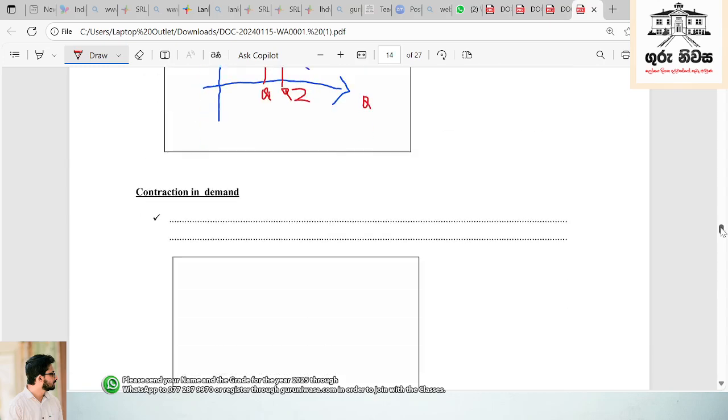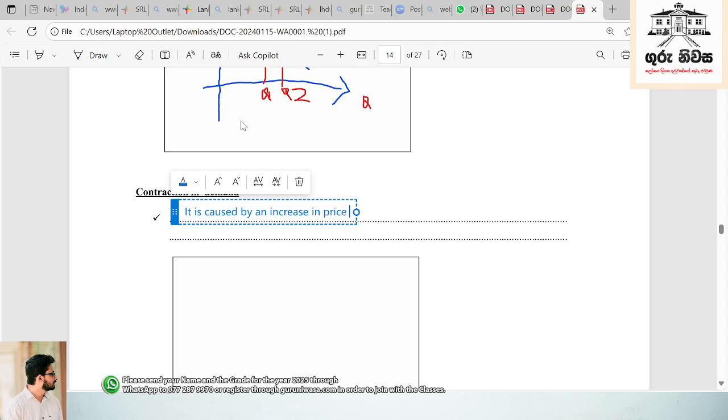Next one, contraction in demand. Write down: it is caused by an increase in price of the concerned good, while other factors remain constant.